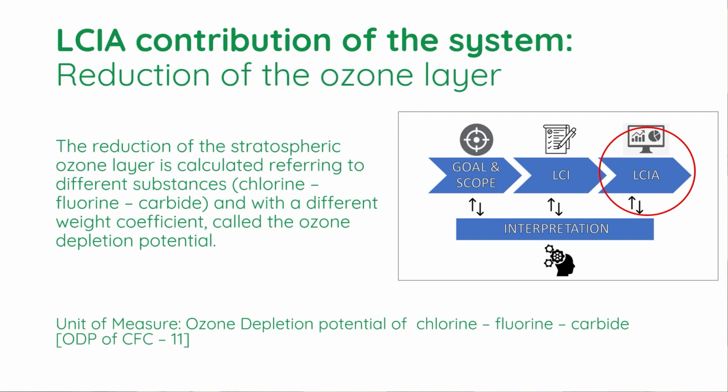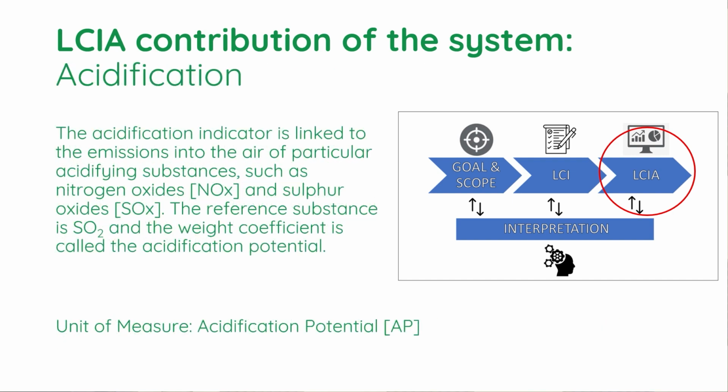Then we have the reduction of the ozone layer. The reduction of the stratospheric ozone layer is calculated referring to different substances and with a different weight coefficient, which is called the ozone depletion potential. Then we have acidification. This indicator is linked to the emission into the air of particular acidifying substances, for example, sulfur oxides, and the reference substance is SO2, and the weight coefficient is called the acidification potential.